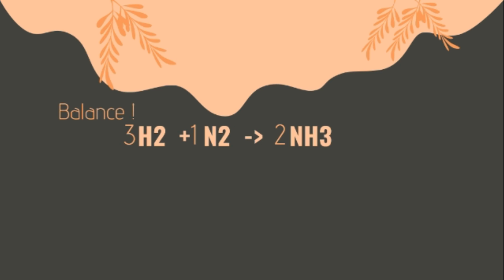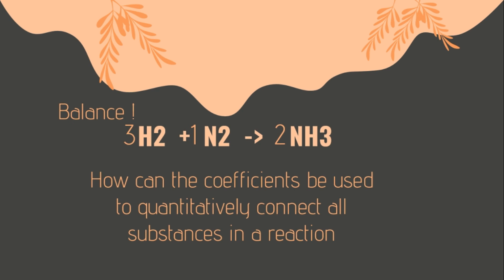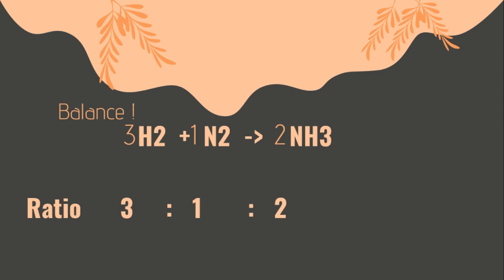Mastering stoichiometry requires an understanding of what coefficients represent. First, what they relate to each other. Second, what information can be derived from them. And third, how to manipulate them mathematically. So in other words, it's all about how the coefficients can be used to quantitatively connect all substances in a reaction. In this case, the coefficients represent the ratio of the reactants and products in the reaction.